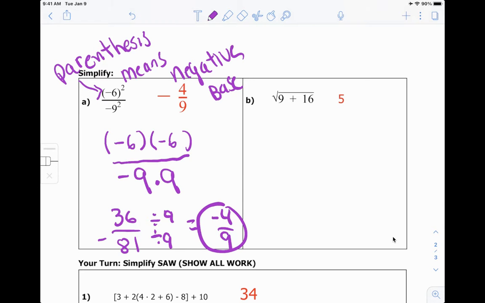All right, now I'm going to explain part B, and this is showing you that a square root symbol can be a grouping symbol. And in this case, we need to find the sum of 9 and 16. So we're going to take the square root of 25. And that's the principal or the positive square root. And I know that I multiply 5 times itself twice to make 25. So that is the answer.